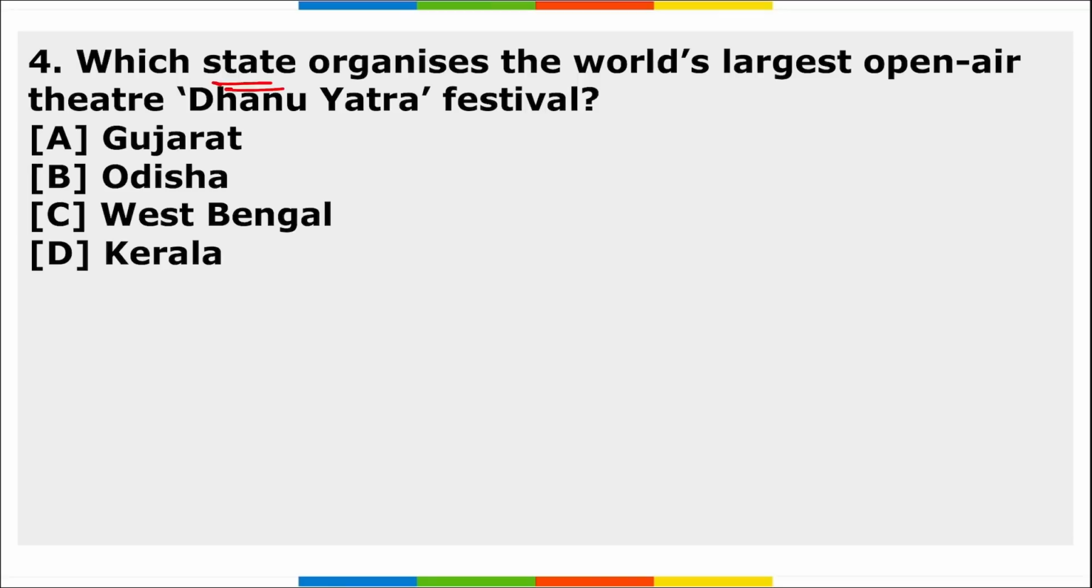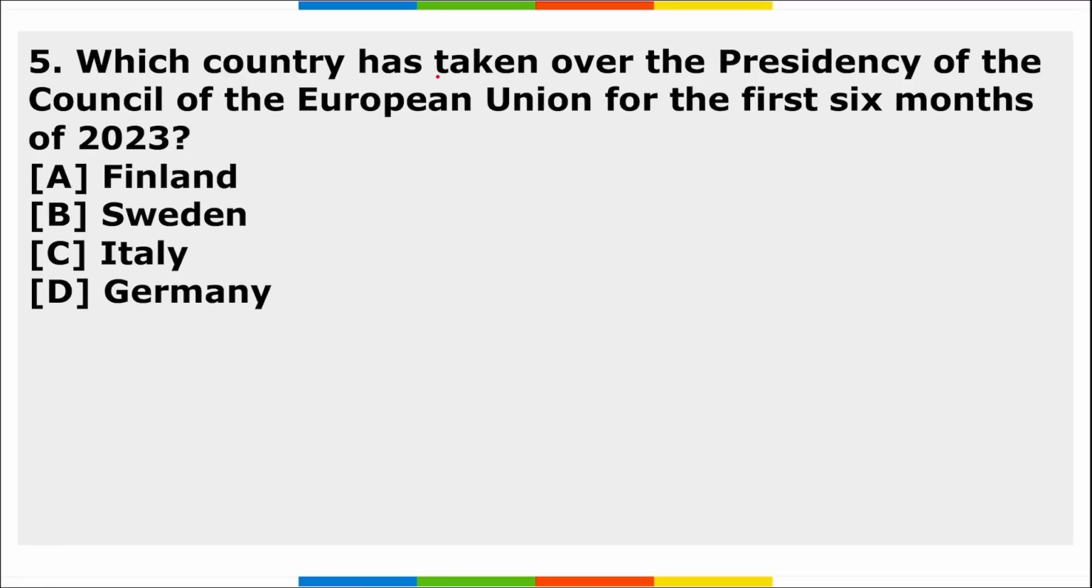Fourth, which state organizes the world's largest open-air theatre festival, Dhanu Yatra? Fifth, which country has taken over the presidency of the Council of the European Union for the first 6 months of 2023? So these are your 5 homework questions, friends. I hope you have understood the assignment.